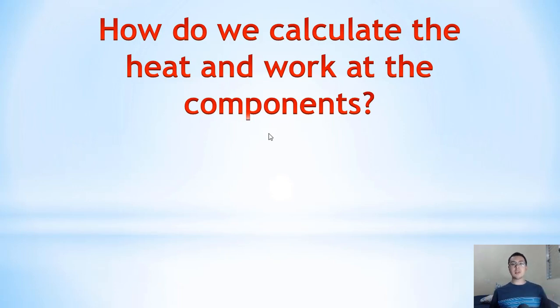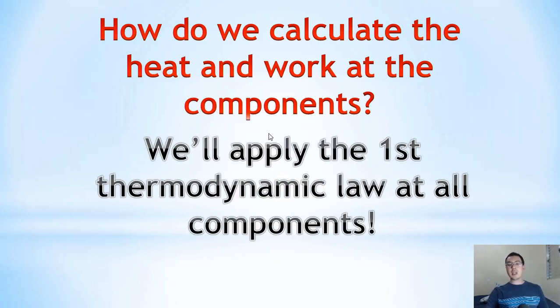I already showed how the process occurs in the components. But how do we actually calculate the heat, work and power in the components? As we expect, we will apply the first law of thermodynamics at all the components to calculate the power at the turbine, the heat loss at the condenser, the heat input at the heater, and the power input at the pump to make the flow actually flow.